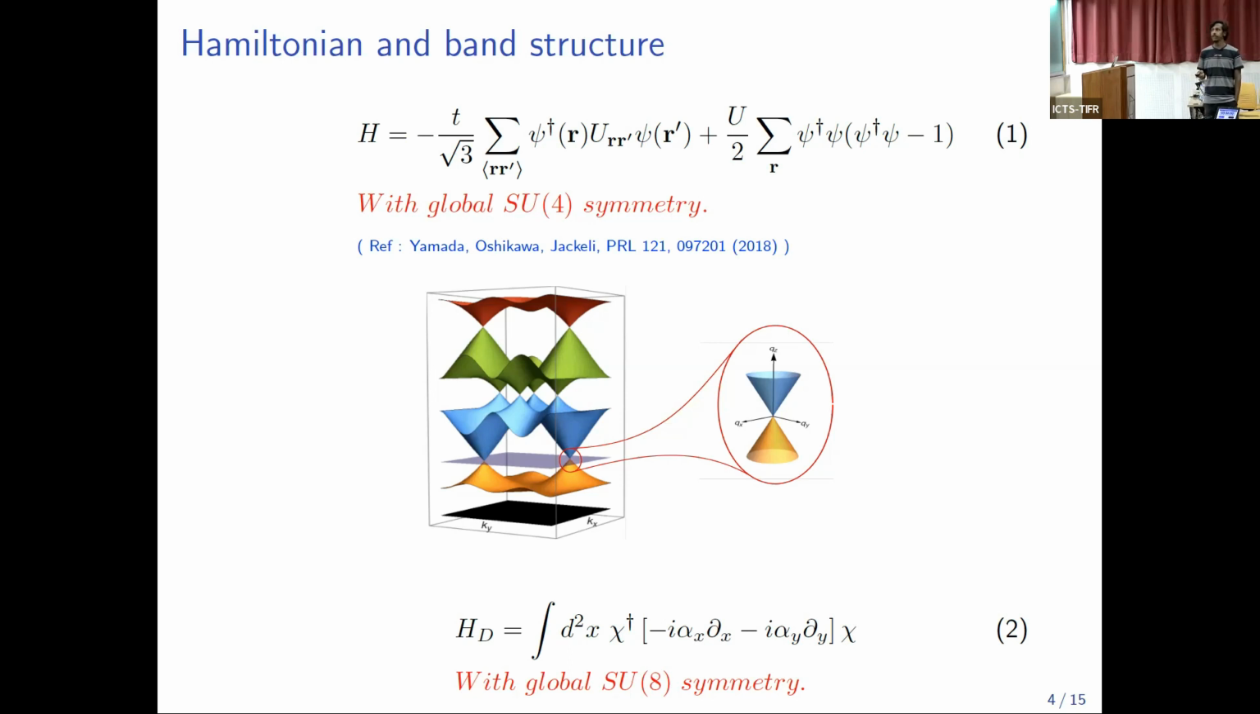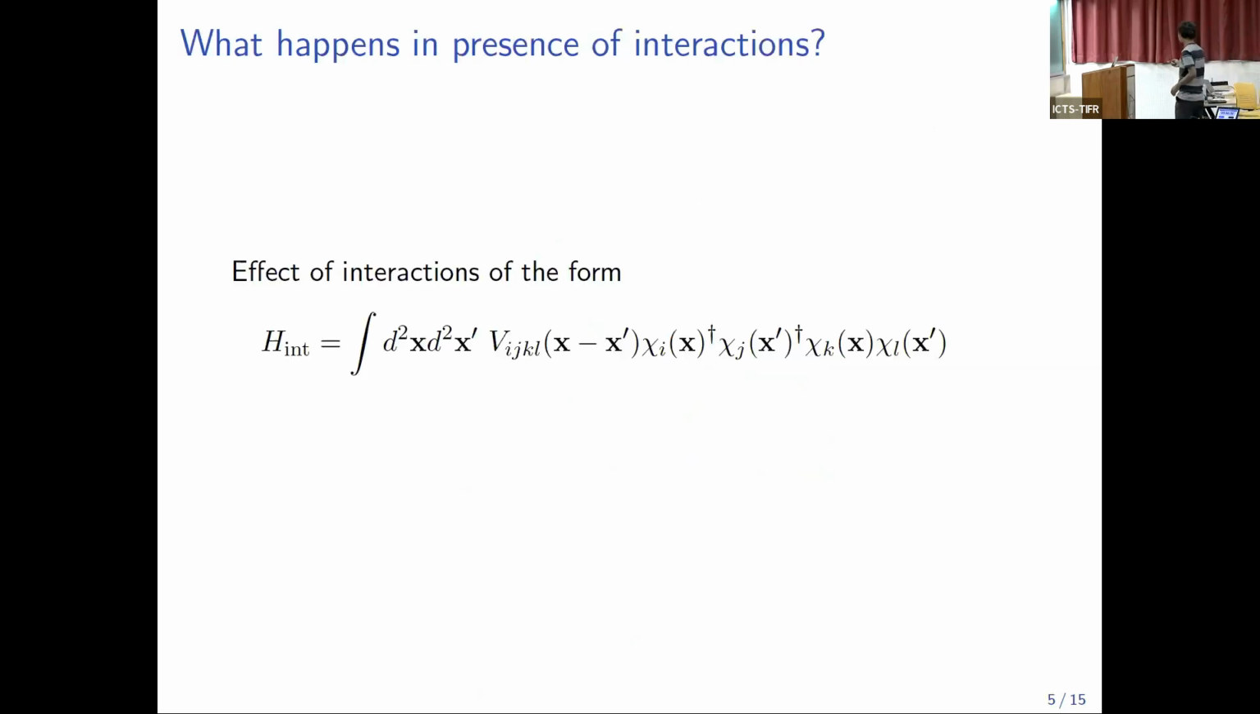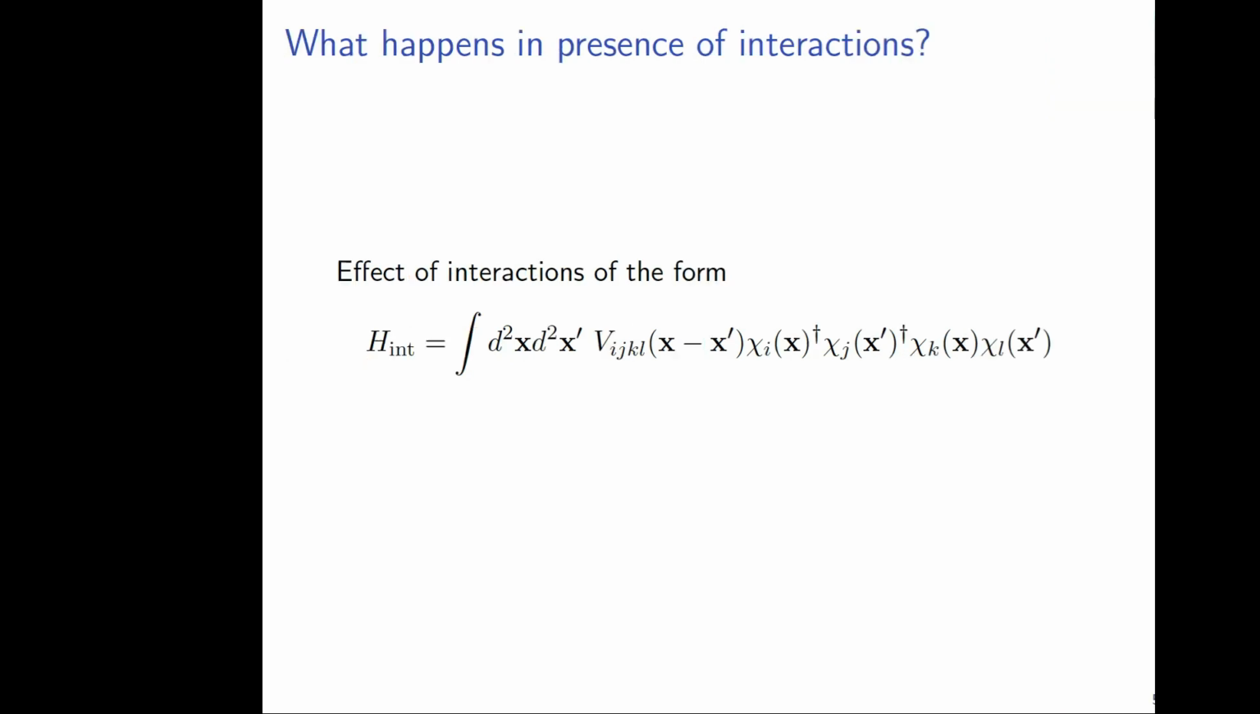Now the next question is, what happens? So this is with U equals zero. Now, if I put non-zero U or any other interactions, what happens? What kind of different phases can I get? So basically, if I add interaction terms like this, what kind of different phases can I get? And this interaction can appear from, let's say, some Coulomb interactions.